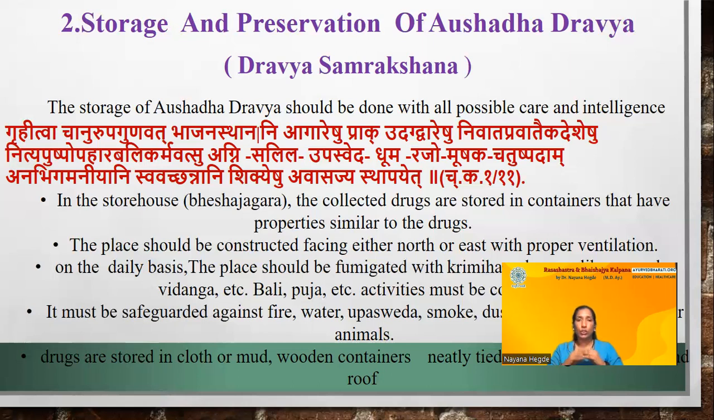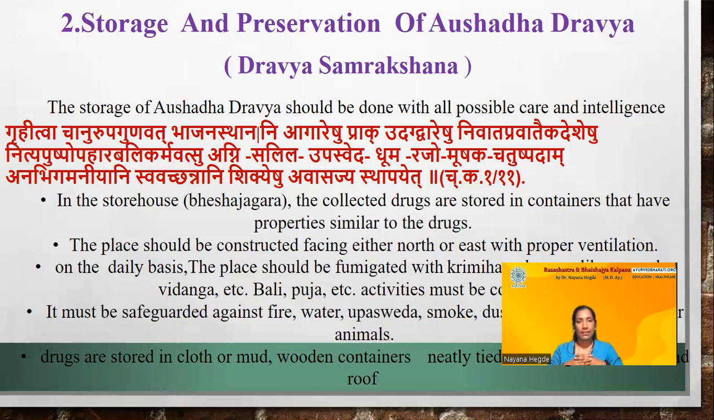मतलब क्या है? One should store the medicine. ग्रहित्वा मीन्स जो मेडिसिन ग्रहण किया है उसको अनुरूप गुणवत भाजन स्थानानि, मतलब अपने जो मेडिसिन का गुण है वैसे ही गुण वाले कंटेनर और वेसल. भाजन में पतीला और कंटेनर. One should store the medicine in the storehouse, in a container which should have similar properties to the drug which is going to be stored in that container. The collected drugs are stored in containers that should have properties similar to that of the drug.